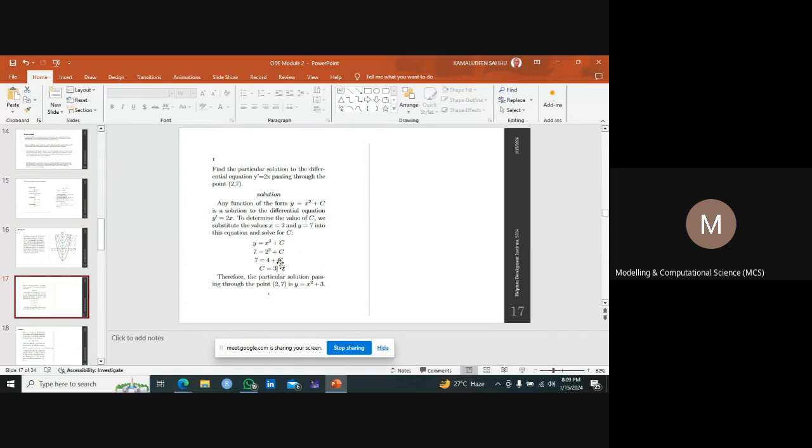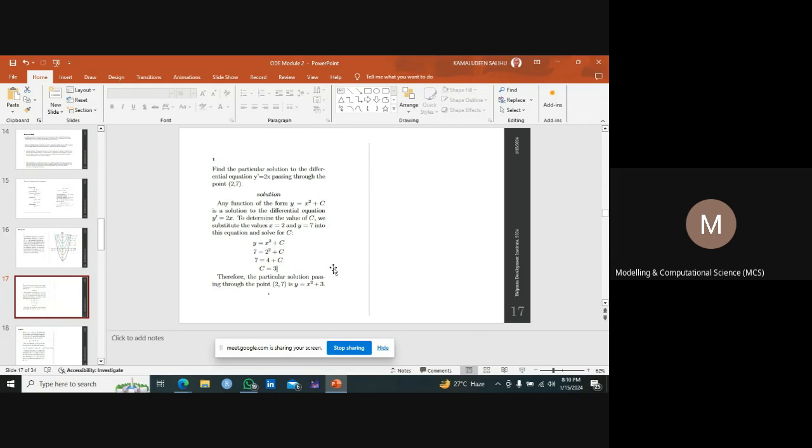So now, substituting these into x, we have 2 squared plus c. And our y, that is the dependent variable, is 7 already from the point given to us. So 2 squared gives us 4. And when you take the 7 to the other side, we have c equals 3. So therefore, the particular solution passing through the point (2, 7) is y equals x squared plus 3. Our 3 is from the c.